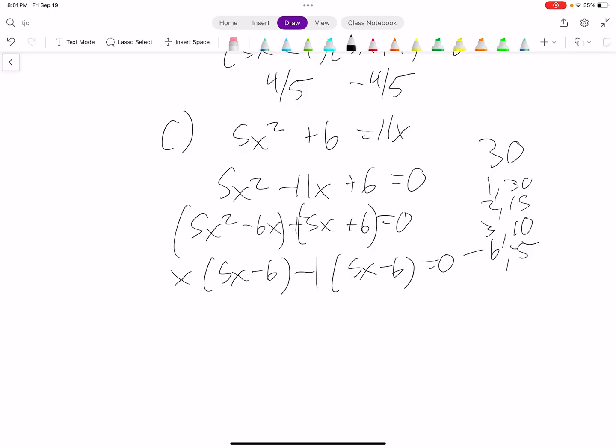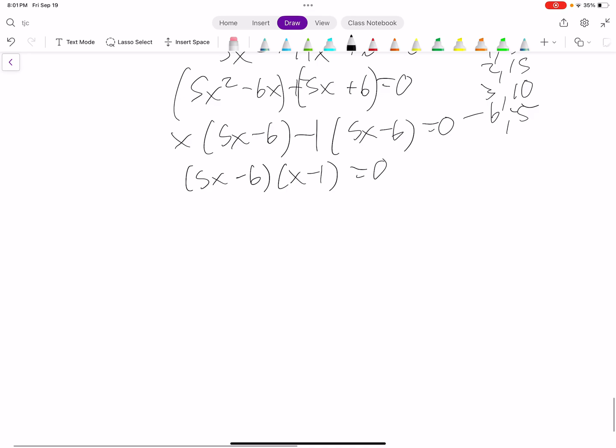If you've done it right, the two parentheses should be the same. So that'll give you (5x minus 6)(x minus 1) equals 0. Then we're going to set each equal to 0 and solve. This will give you 6/5 when you set it equal to 0, and this will give you a positive 1. And there's your two answers. Okay.